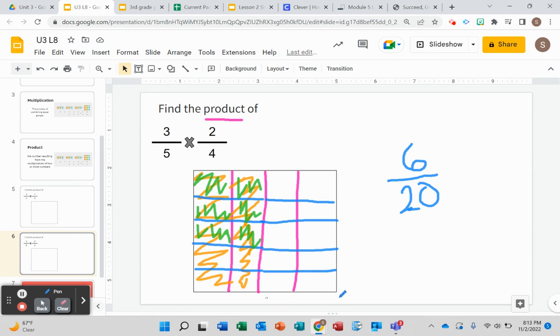Now, this is the way to do it with models. If we were to solve this without models, we would multiply 3 times 2, which is 6. And then we also multiply our denominators, 5 times 4, which is 20. And so that's going to give us the same product, the same answer. But I wanted to show you how to do it with models and why that is the case.